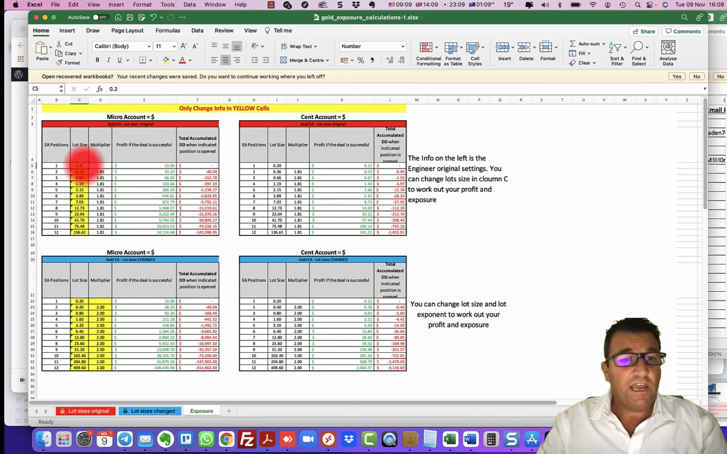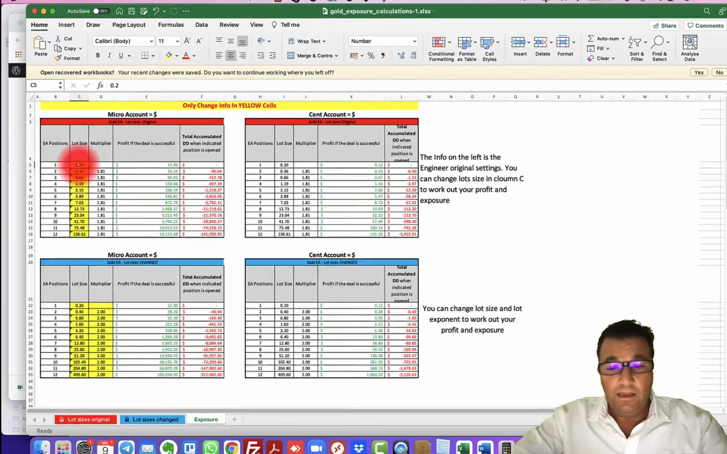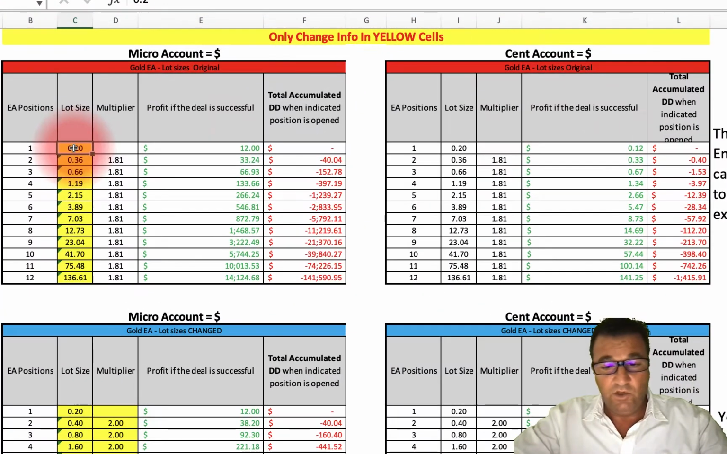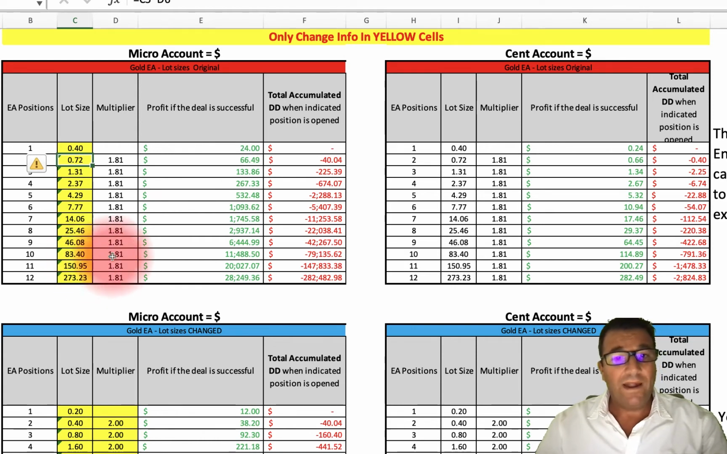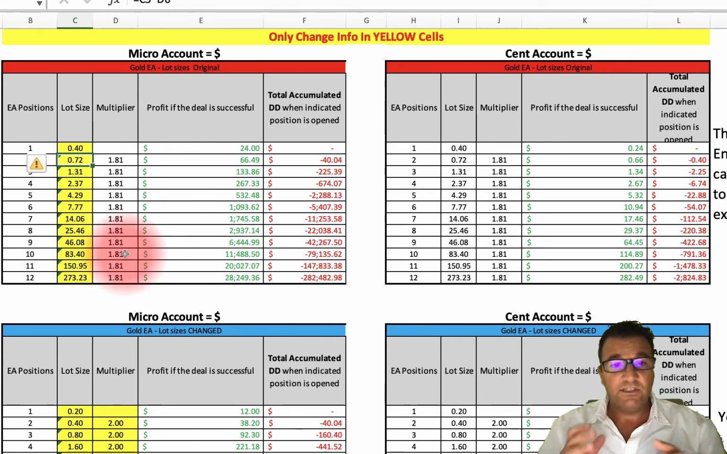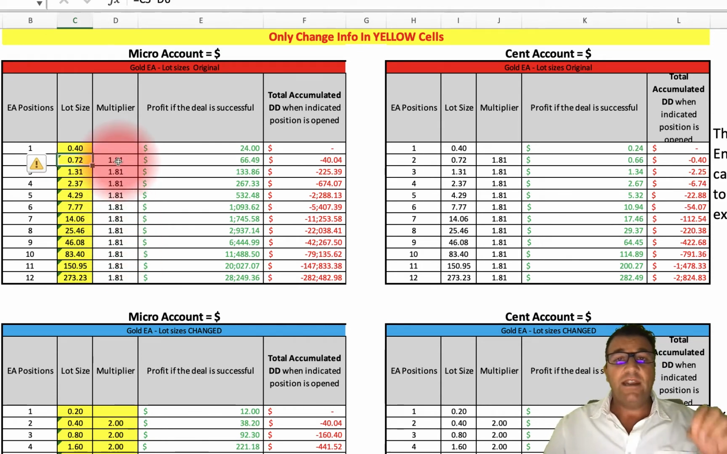Right, so if you change the number over here to the lot size that you want, let's say a lot size of 0.4, it should populate everything over here, and this is for one type of calculation. There are 2 types of calculations that you can use. Now with this calculator, each trade increases by a factor of 1.81.